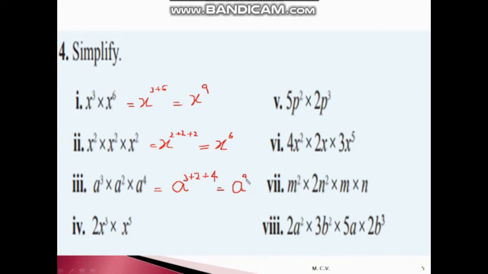In the next one, there is a number. First, you have to write the number 2. So, write 2. Indices are 3 and 5. So, 3 plus 5. Simplify the answer. 2x to the power 8.